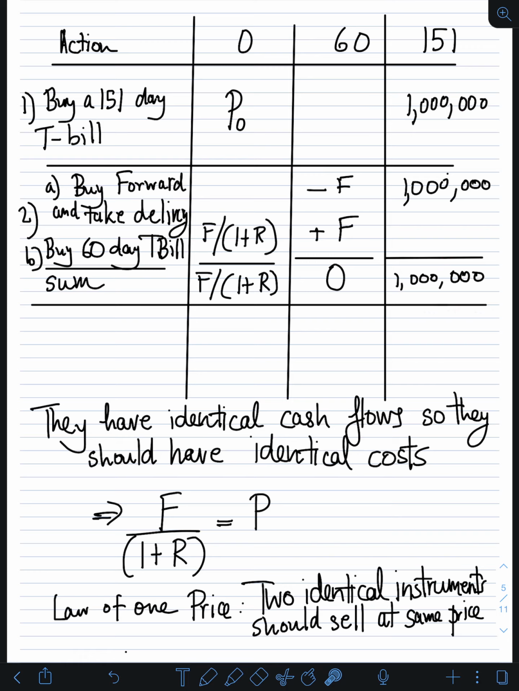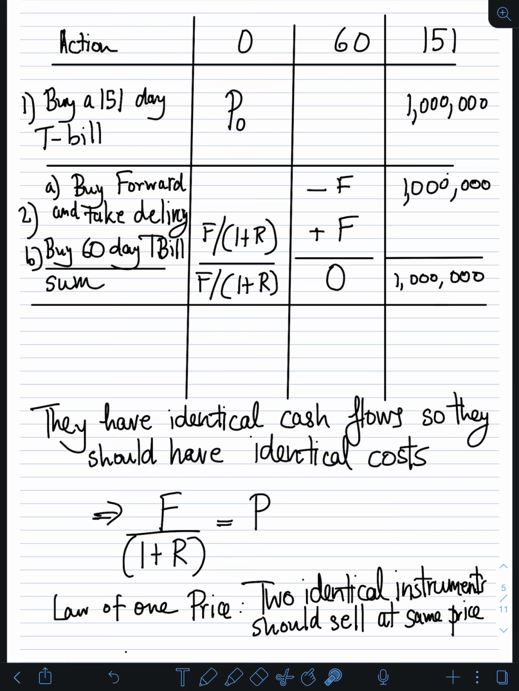Now, there's this law called the law of one price, which states that two identical instruments should sell at the same price. If we've done something to cause both these instruments to have the same cash flow at the 151st day without anything else happening in the middle, they should have both cost the exact same amount at time 0.